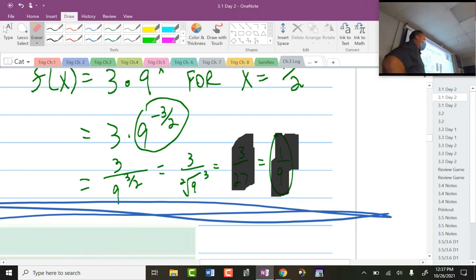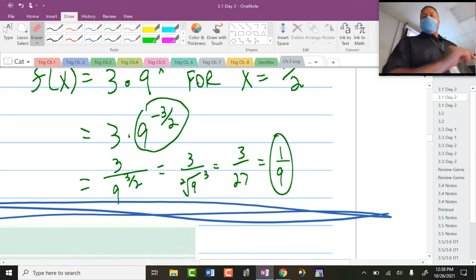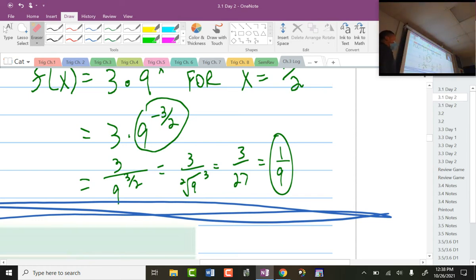What's the square root of 9? What's 3 cubed? So you do know your numbers. You just had to know that that's what that means. This is why it's no calculator. It's the only way you're going to learn that this is what this means, so you know what's behind the scenes. By the way, what's 3 over 27? 1 over 9. 3 goes into 27 9 times.